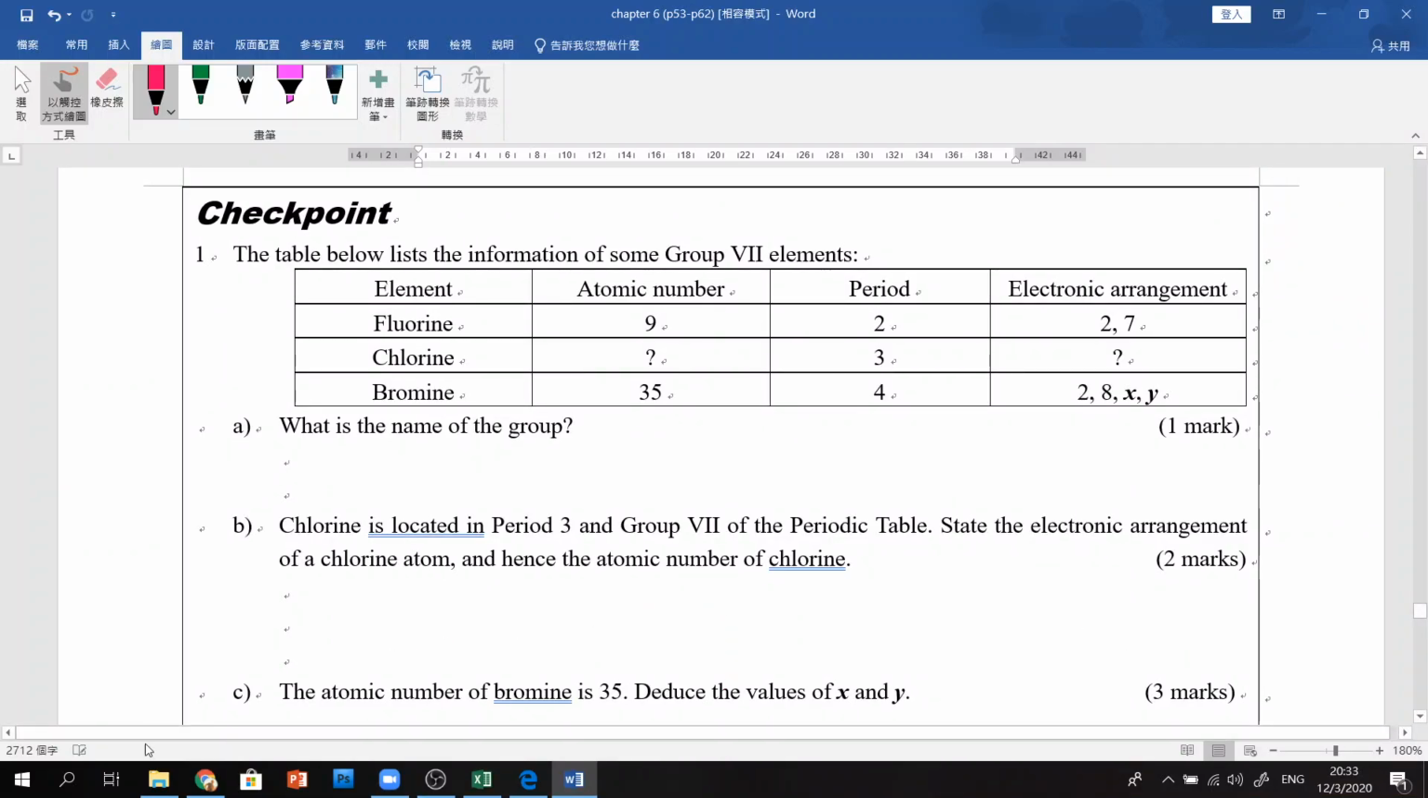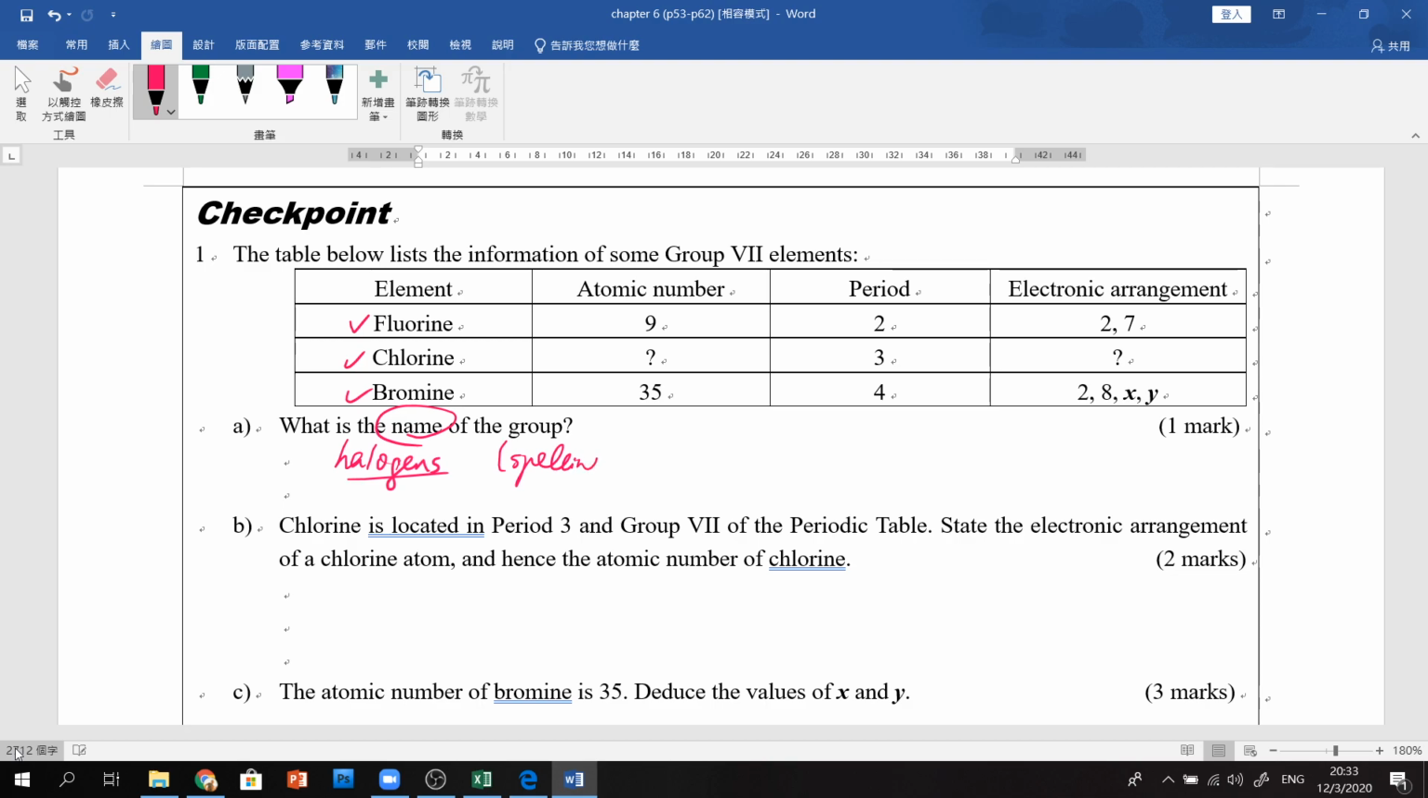Again, you are going to do some prediction on that. What is the name of the group? Fluorine, chlorine, bromine. What is that? We call it halogens. So it's a group 7 elements. Okay, halogens. Name of the group. You need to spell the word. So remember the spelling of the word.